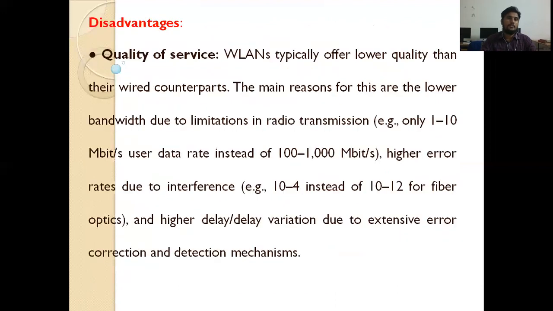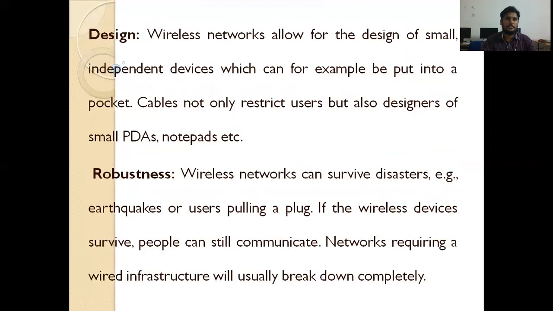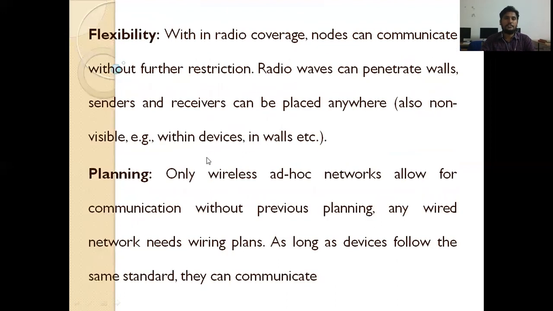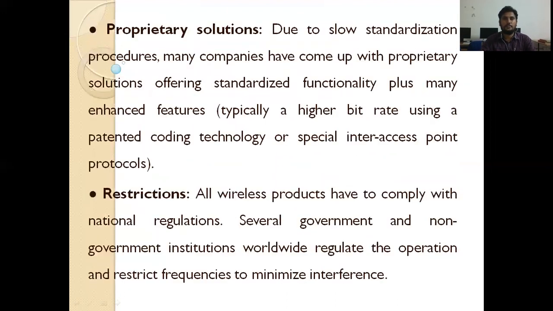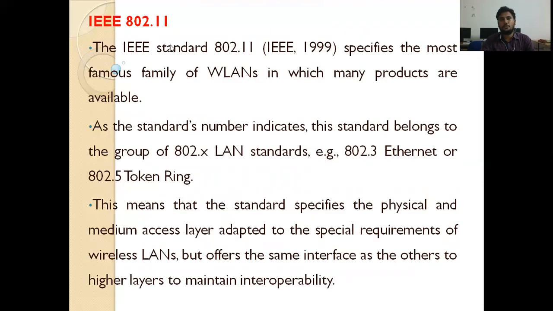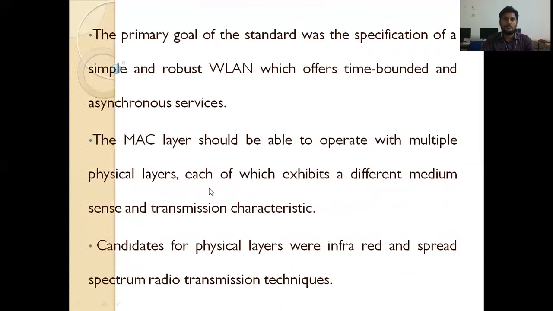So in this lecture we discussed wireless LAN. Here the wireless LAN is IEEE 802.11. 802.11 is the best one in wireless LANs. So we covered wireless LAN advantages, disadvantages, and an introduction to IEEE 802.11, the best wireless LAN.